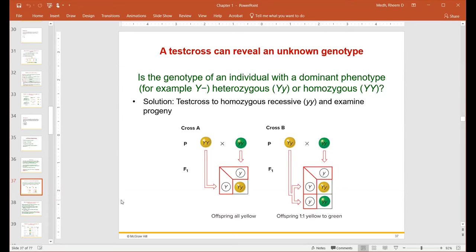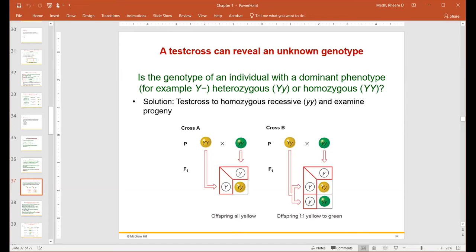Professor, I'm sorry, I have a question. So the test cross applies to being able to determine if the unknown is homozygous or heterozygous? Unknown genotype, yes. Okay, thank you.